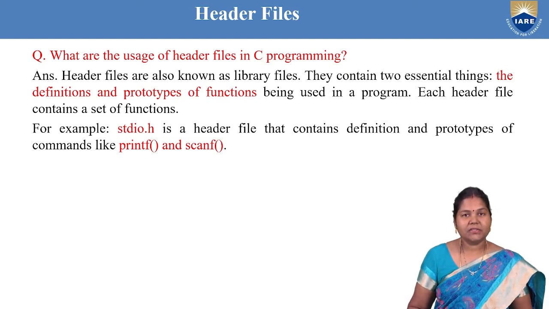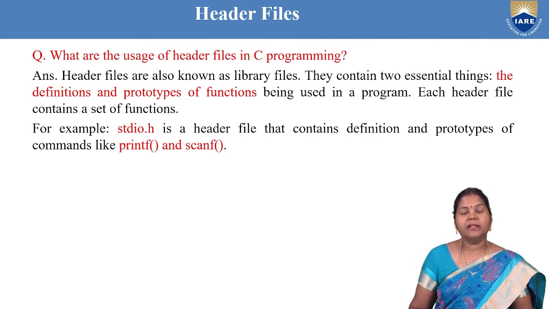Now, the next question is related to the header files in C language. Now, the header files are also known as the library files. Now, they contain two essential things. So, whenever you want to use any function, then you have to write down the appropriate header file in your program. Now, what does the header file contain? The header file contains the definitions and prototype of the functions that are being used in a program. So, the built-in functions are grouped into several header files according to their usage.